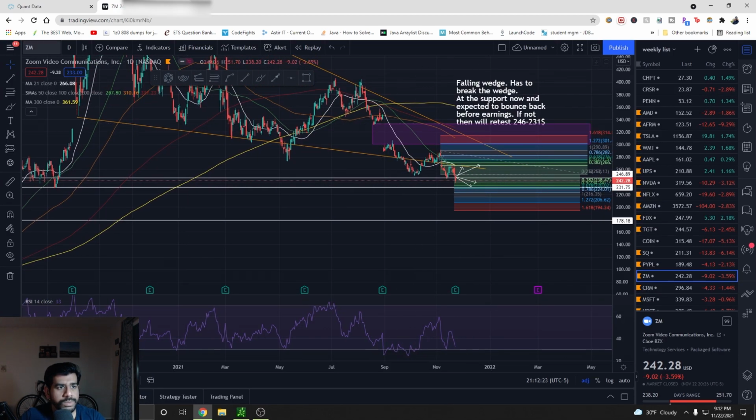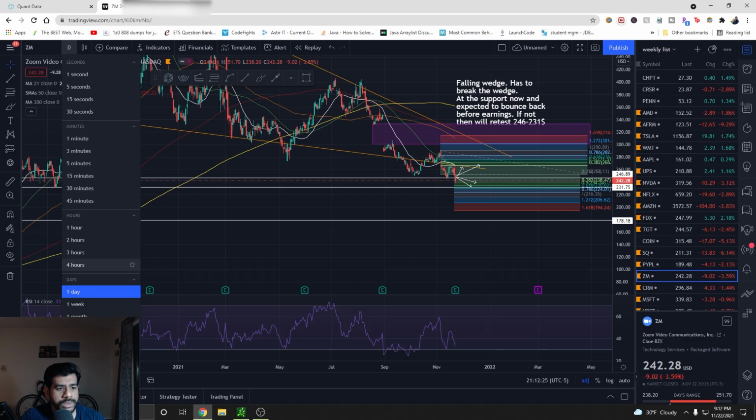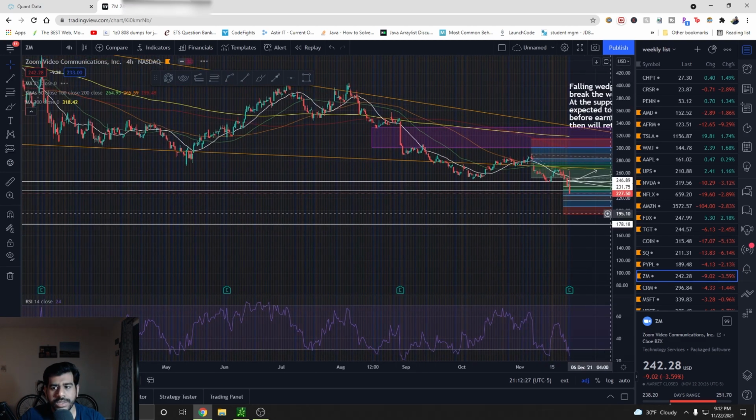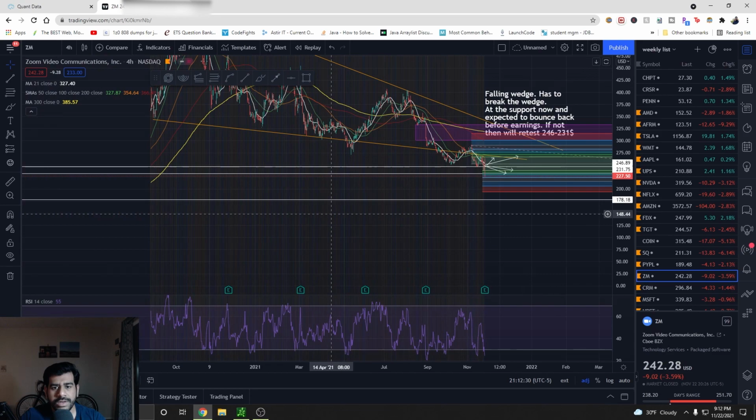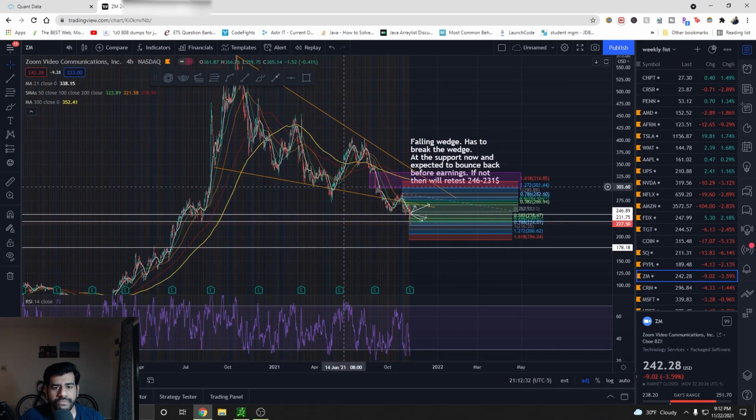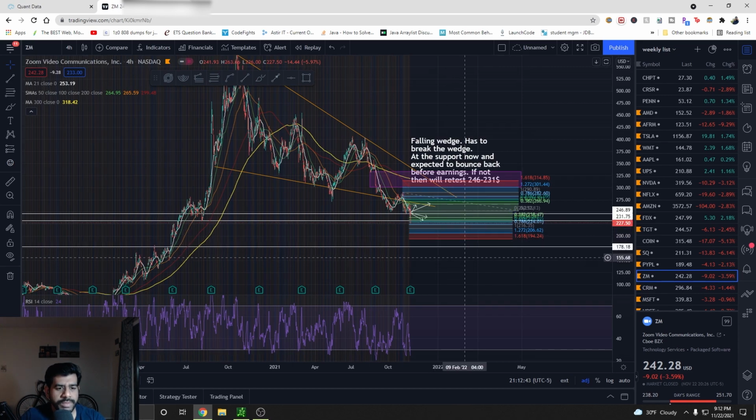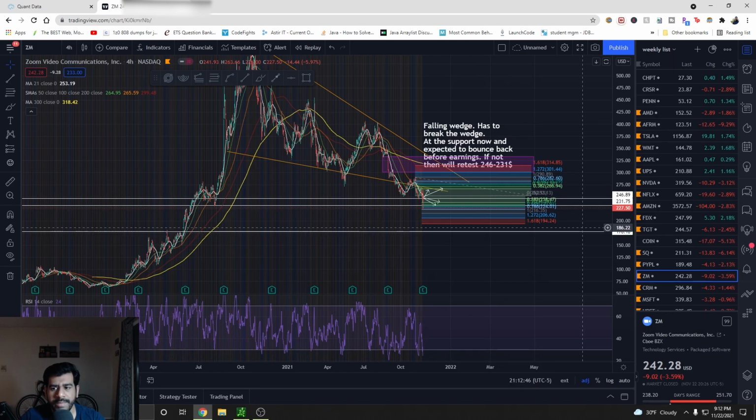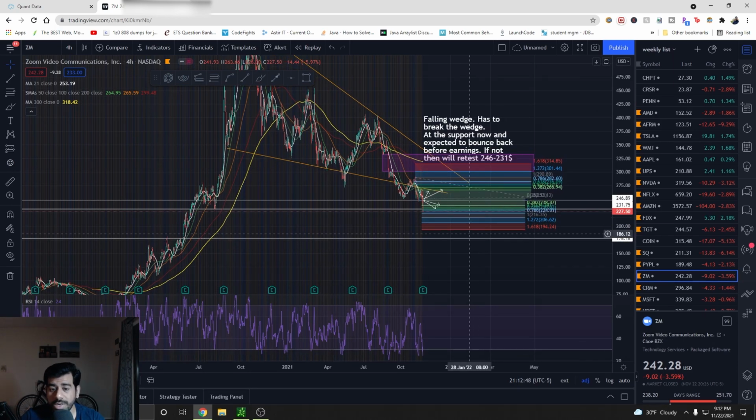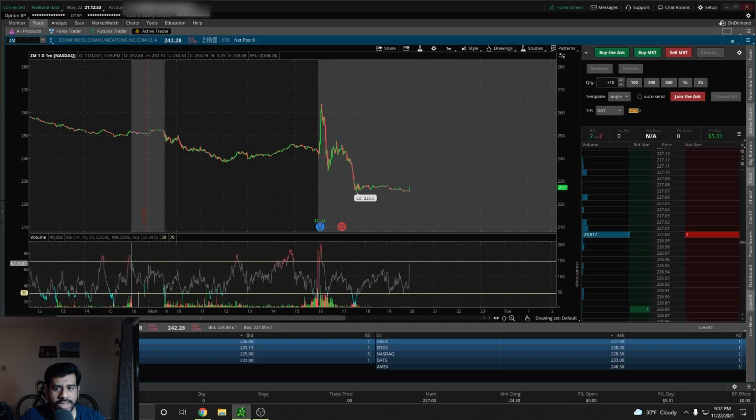So this is a Zoom chart, and let's go to 4 hours. And as you can see here, it was in a bullish falling wedge formation. It broke that trend, and now it's moving down. It already broke its support. I don't know what the range will be. I'm expecting it to go towards $200, but not sure. But that was a disappointment. But anyhow, I made $5 on it.